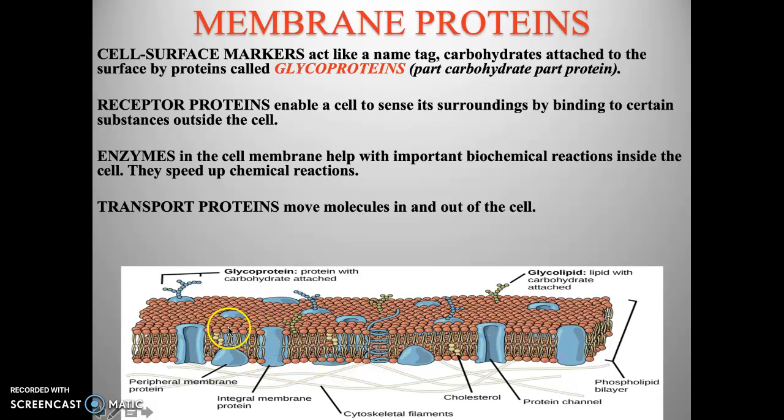And then the big player, the one I think is the simplest to understand, are the transport proteins. They go all the way through the cell membrane, and they help really, really big molecules, like glucose, or any type of protein, move in and out of the cell. They're just too big to get through the phospholipid bilayer, so they move through these transport proteins.